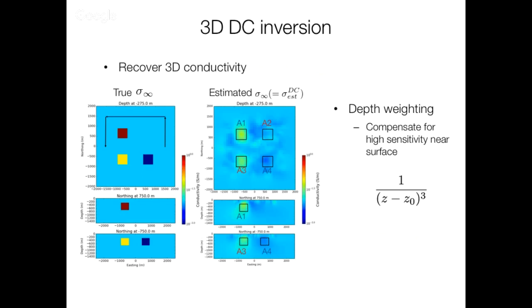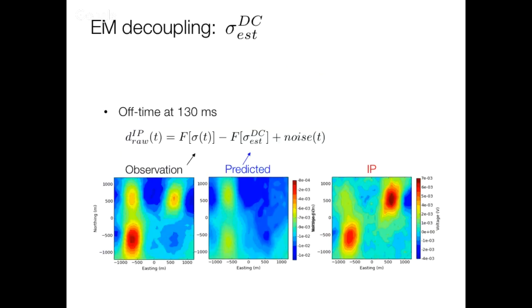So how does that work with the DC resistivity? We've got the true conductivity like this, and we go ahead and invert the DC resistivity. We actually do pretty well. We've got sort of conductors here. That's a resistor. It's a reasonable estimate of the conductivity.